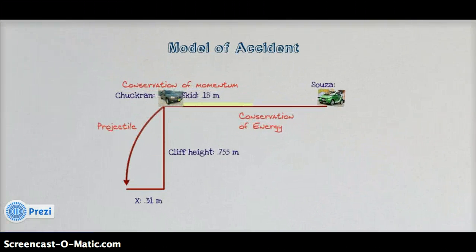This is the model of our accident that we drew. So here's Souza in his 2013 smart car, and there's Mr. Chuckran's car. So Mr. Souza was driving. He started to skid once he saw the car. He hit Mr. Chuckran's car, and they both went off into a pile of turkey poop.